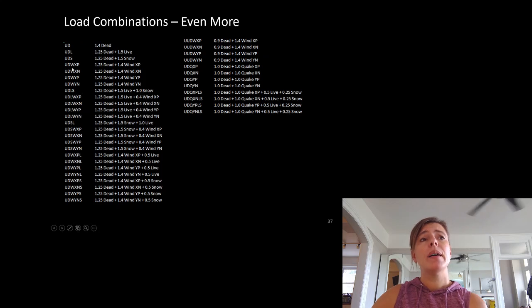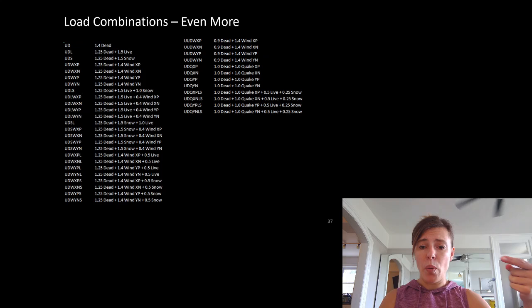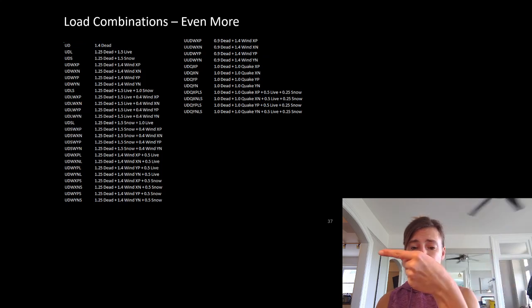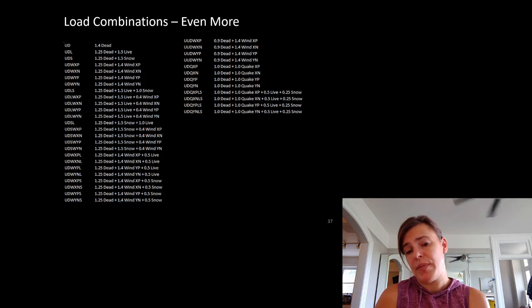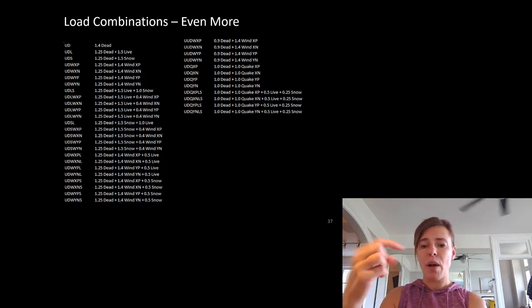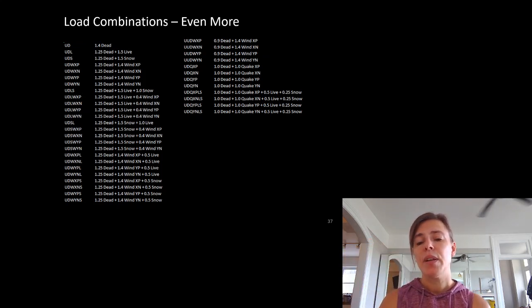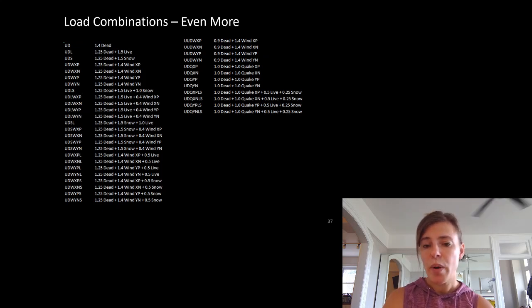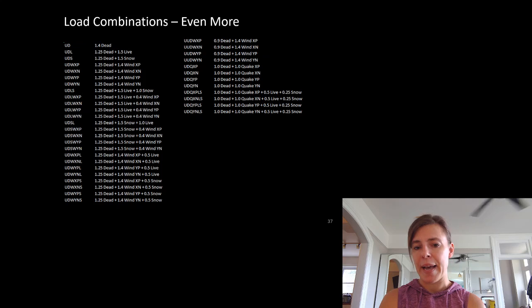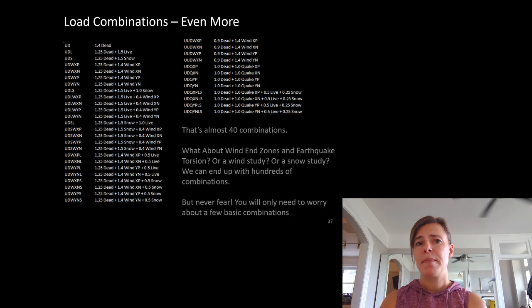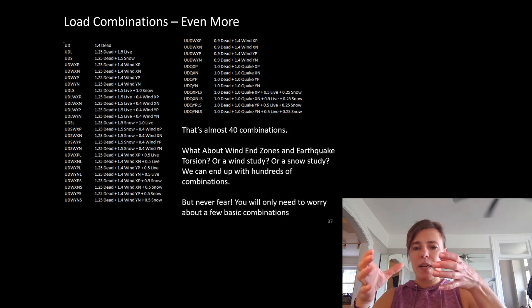Now we've got wind in my X direction, acting in that direction, wind in my X direction, acting that way. I'm going to call it positive and negative. Y direction positive, Y direction negative. So for all of the wind and seismic cases, we actually have 4. So any ones that had a wind or a seismic in it, we had to multiply by 4. So now we've got a ton of combinations. But it gets actually even worse.